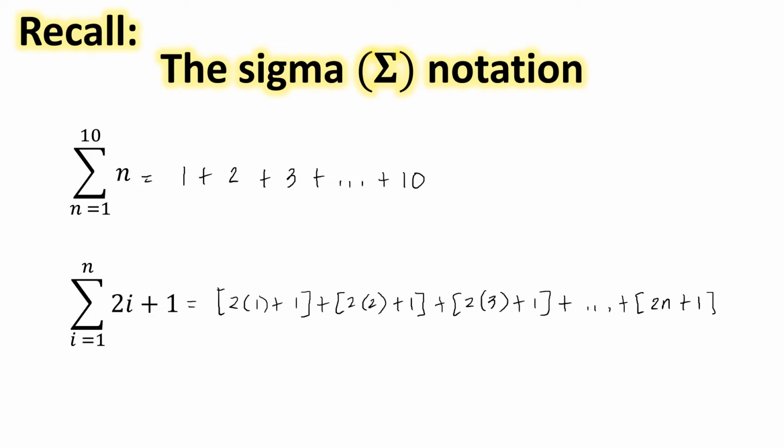And this summation notation can be simplified as 2 times 1 plus 1 is 3, 2 times 2 plus 1 is 5, 2 times 3 plus 1 is 7, and the pattern continues until 2n plus 1.